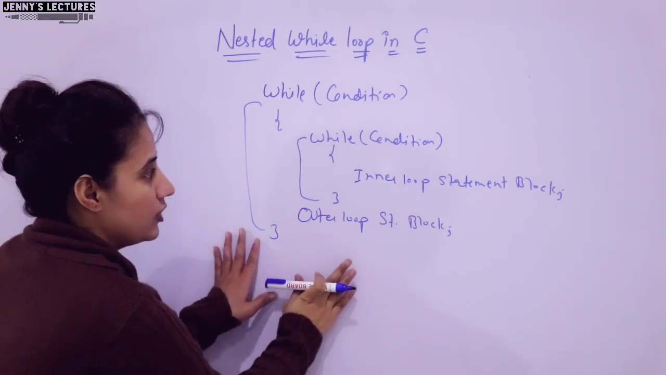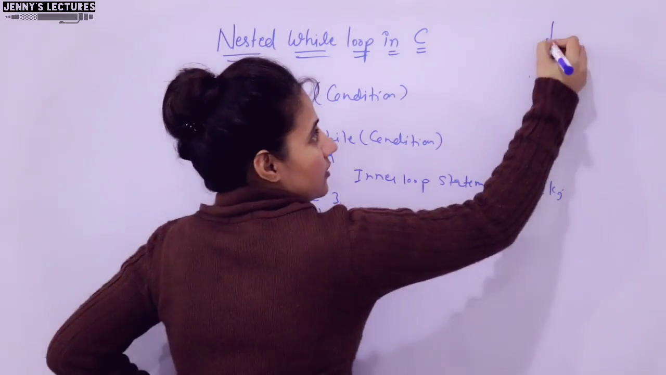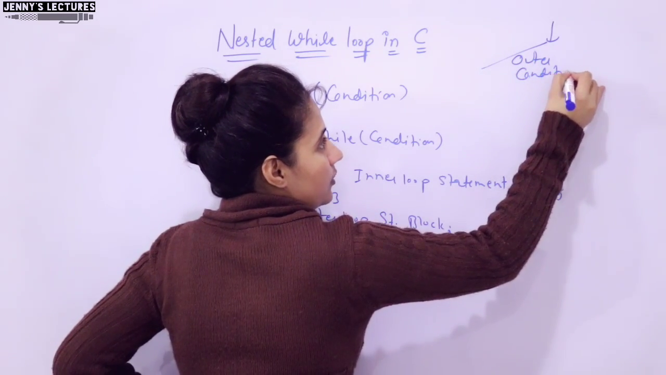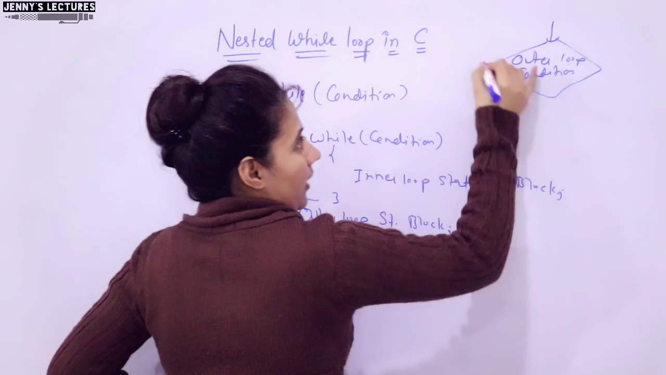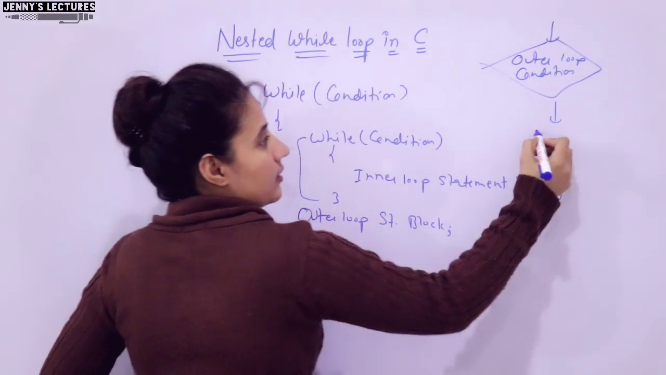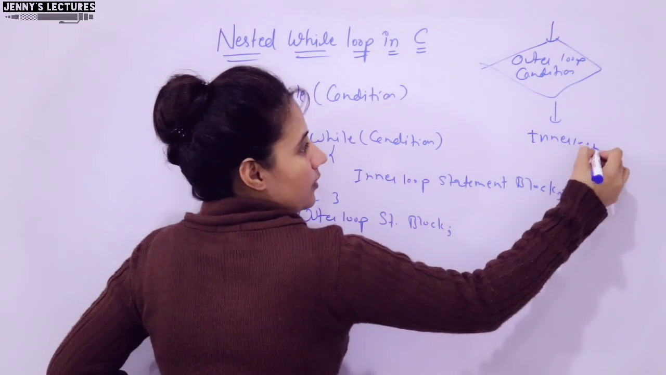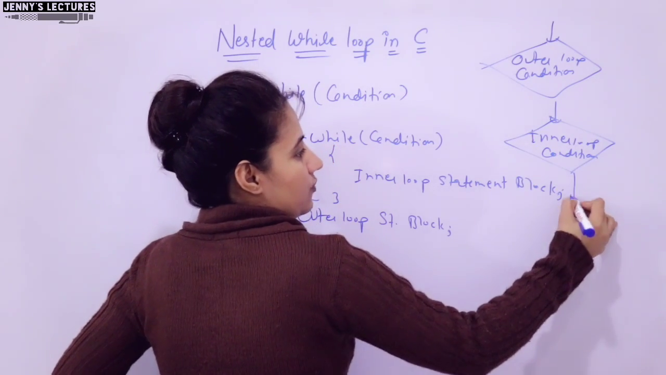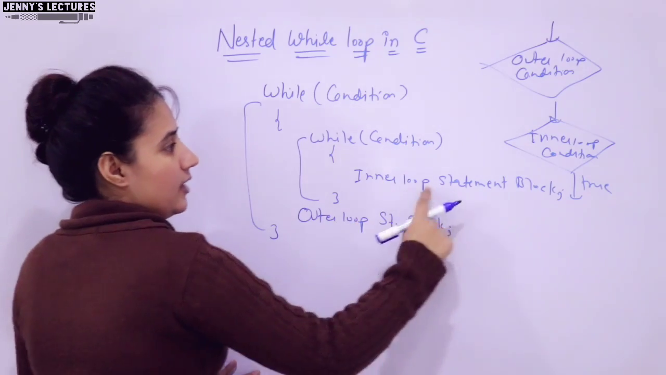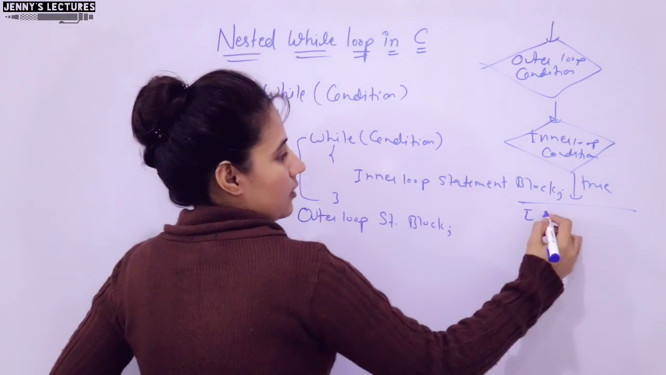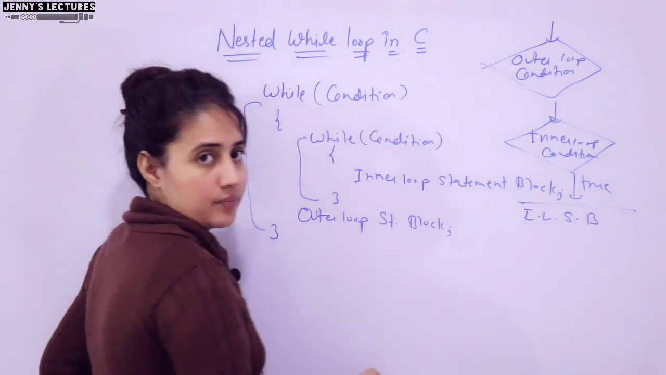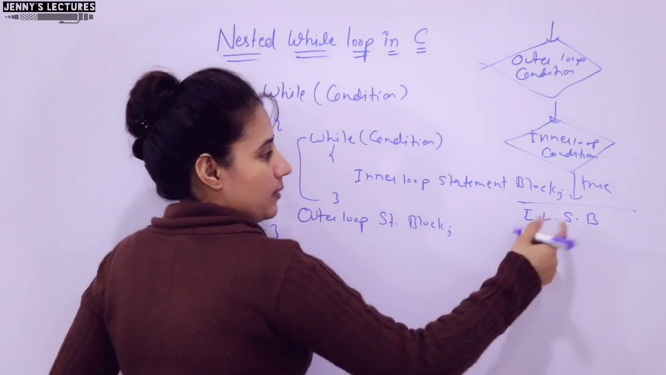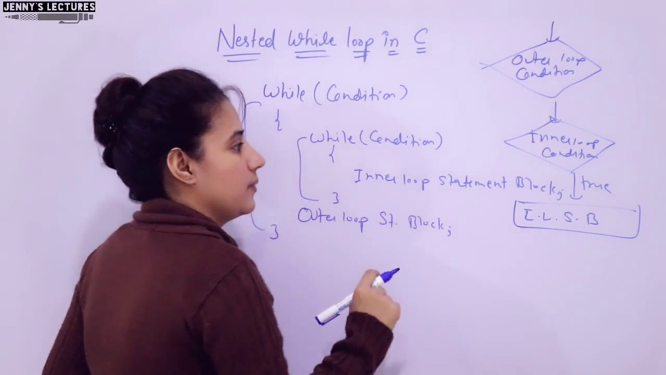Now what is the flow chart? How can you draw the flow chart of this? First, the outer loop condition would be checked first of all. And if this condition is true, then the inner loop condition would be checked. Now if this inner loop condition is also true, then this inner loop statement block, which I am writing in short form as ILSB, would be executed. You have to write it properly.